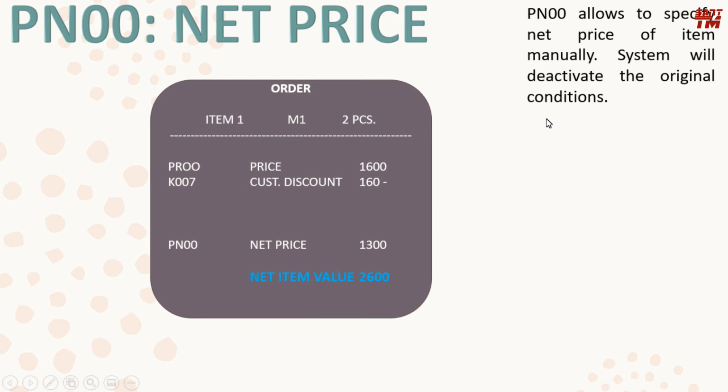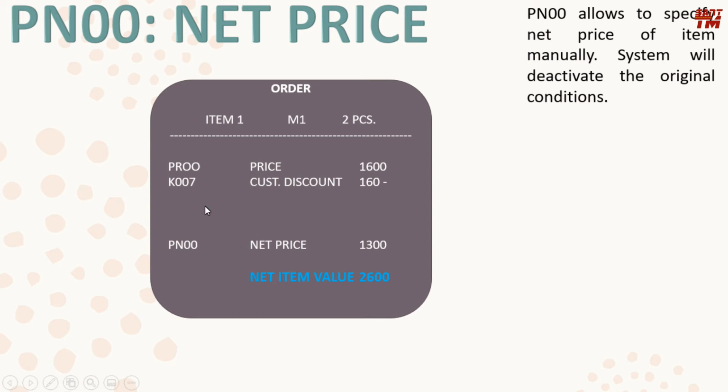Let us see. Here is item number 1 of material M1, and the order is for 2 pieces. The original conditions are PR00 price, which says that item 1 would be sold at 1600 per piece. Then K007 says that a customer discount of 160 euros would be given per piece. That means 1600 per piece and 160 euros per piece discount total up to 1440 euros per piece of this item number 1 of this order.